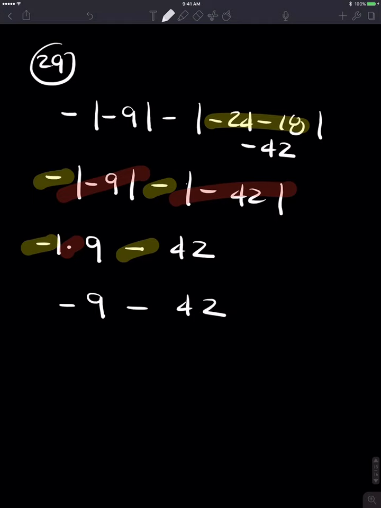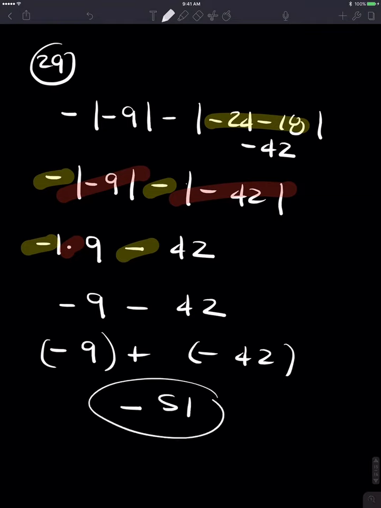Minus 42. I can think of this as negative 9 plus a negative 42. I'm adding two bills. So if I owe $9 and I owe another $42, I'm going to owe $51.